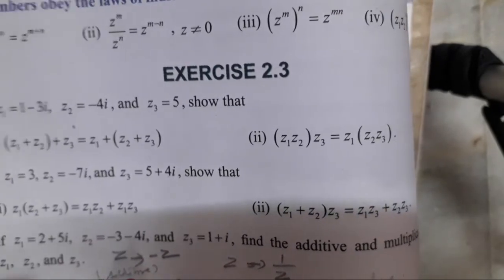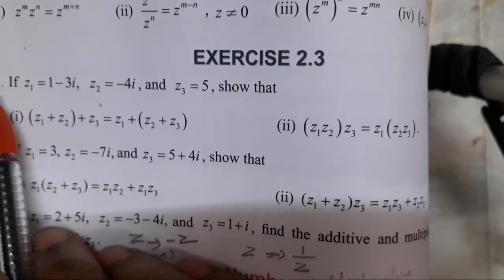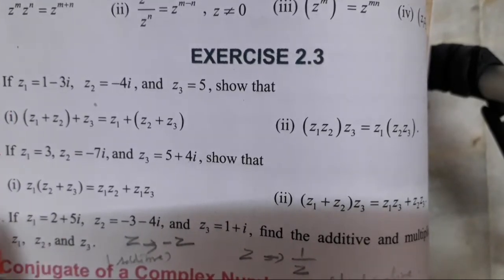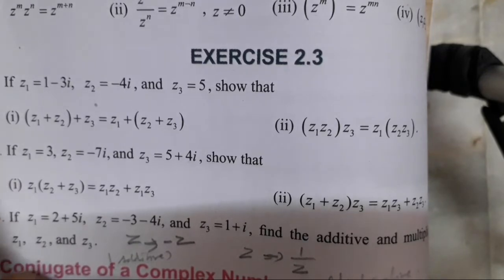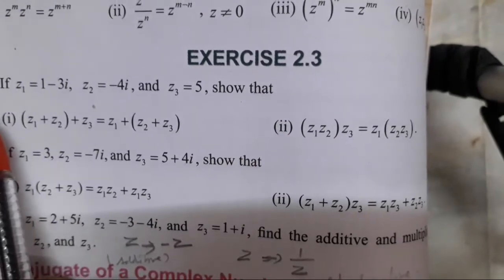Students, listen here. I start exercise number 2.3. It has only a small exercise for the complex number. The first exercise, 2.1, I completed. Now I start exercise number 2.3. What is the first question?